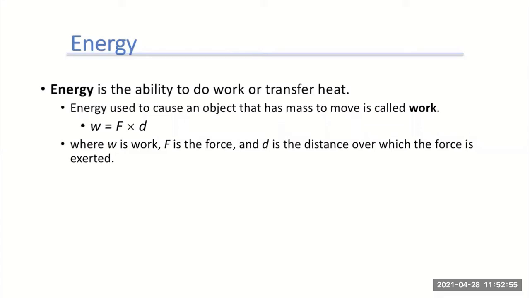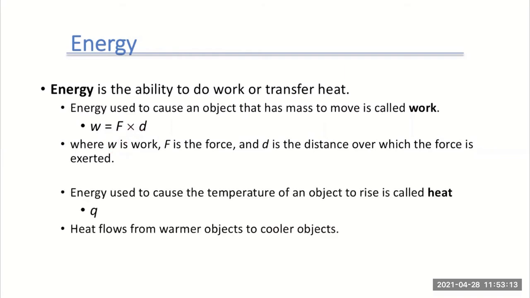When we first think about this idea of work, energy used to cause an object to move is called work. So work equals force times the distance. When we think about heat energy, that's used to cause a temperature change. So energy used to change the temperature of an object is called heat, and we use the symbol lowercase q for heat. Heat always flows from a warmer object to a cooler object. Heat always goes from warmer to cooler.